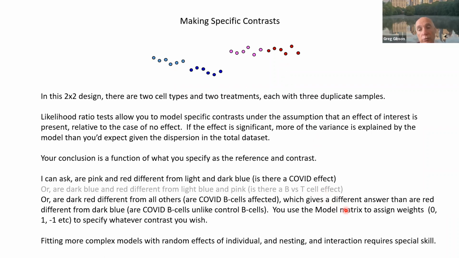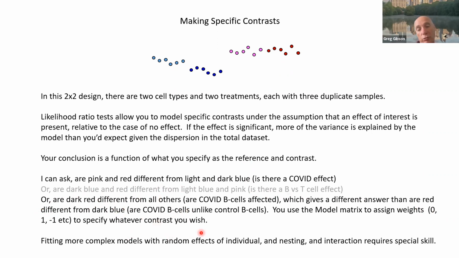Okay. So what you're going to learn from the vignettes is how to fit those models. Basically you're assigning weights. So if you want to ignore some of the samples, you give them a 0, but otherwise you have to get the others to sum to 1 or -1, and then you can specify whatever contrast you wish.